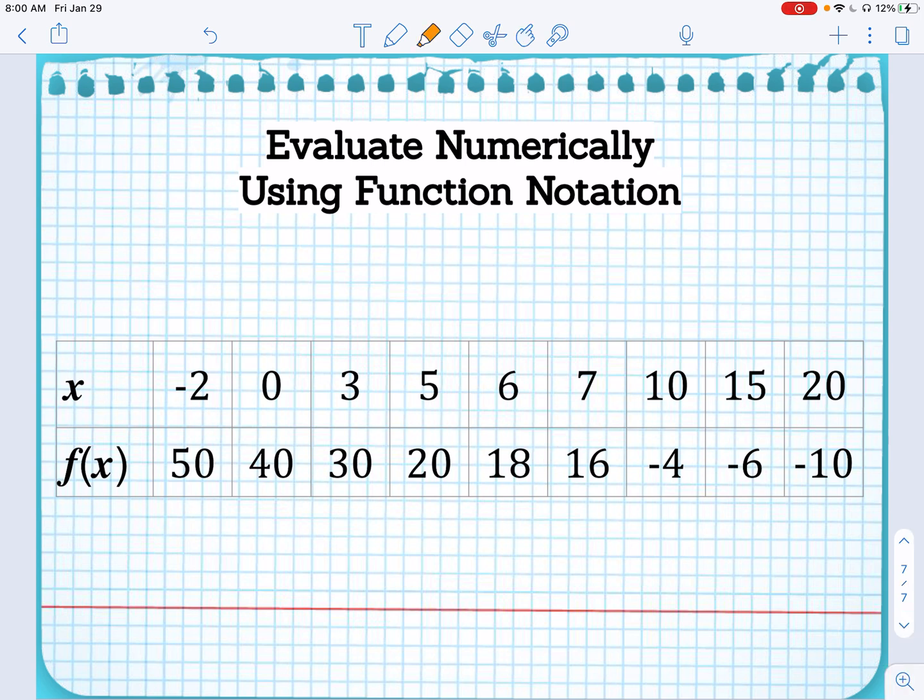So we can also use function notation looking at a table. We could say, okay, what is f of 7? So you look at the table and say, when x is 7, the function has a value of 16. Or when f is 20, the function has a value of negative 10.